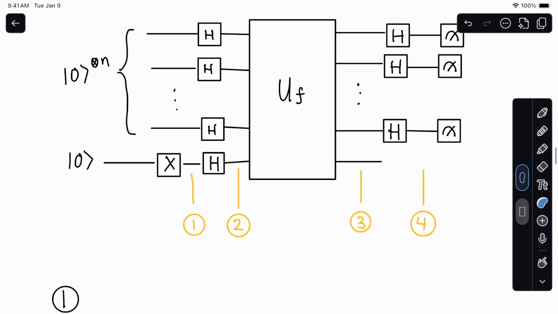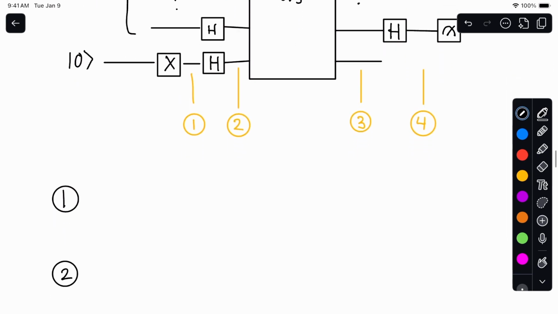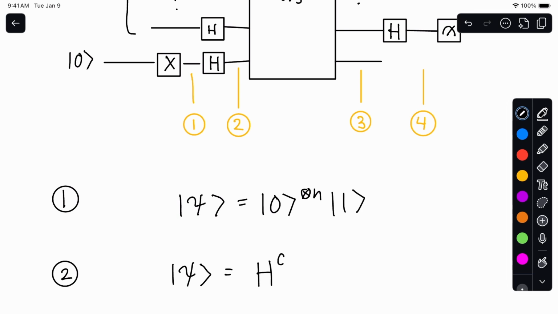So let's walk through this circuit step by step at all of these points 1, 2, 3, and 4 that I've marked, and look at what the state of the circuit is at that point. So at the start, we have all the qubits in x in the 0 state and the qubit y in the 1 state because we applied an x gate to it. So our overall state is just 0 n times and then 1 for the qubit y. Then we're going to apply a Hadamard gate to all the qubits.